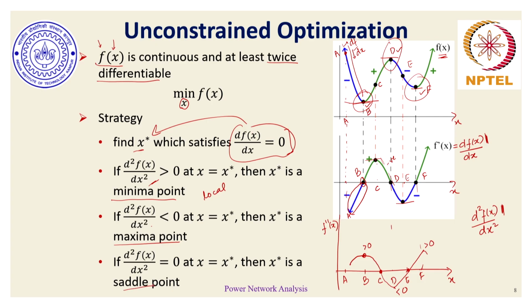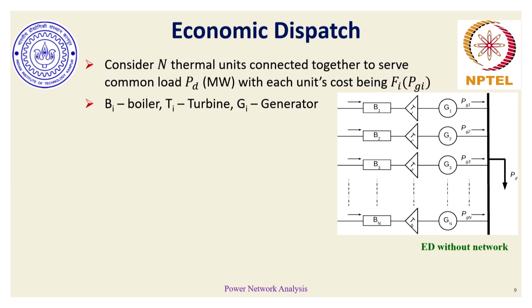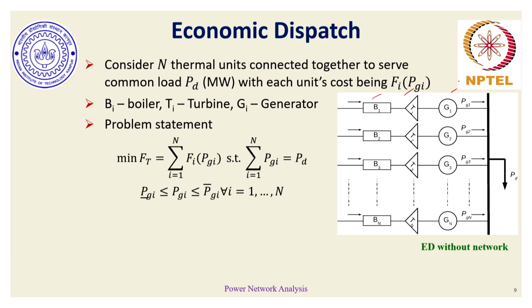Our point of interest from an economics perspective is to ensure this particular condition when we have a cost function which is denoted by f of x. So what we do is, we have the economic dispatch problem where there are n units. They are all connected across the same fictitious bus, boiler, turbine, generators, they are marked. And each of these generators has its individual cost curve. Usually these cost curves tend to be quadratic functions of f of g.